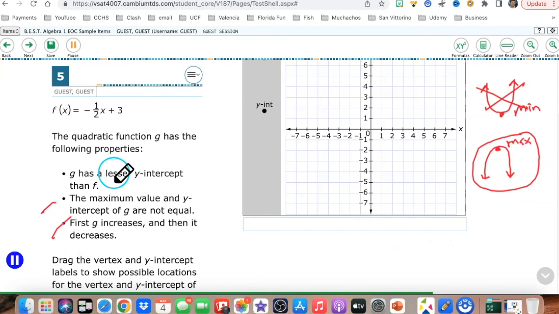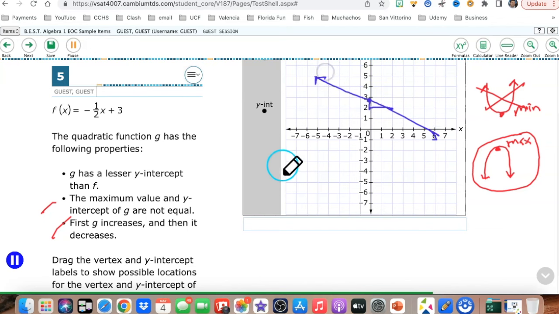Let's go back. So we take this, we take this. G has a lesser value y-intercept than f. So let's graph this first of all. Let's do this with blue. So this function has a 3 as a y-intercept, and now it has -1/2, so 1 down and 2 to the right. Remember, slope is rise over run. Let's put this negative to the top. 1 down and 2 to the right. So my line goes something like this.